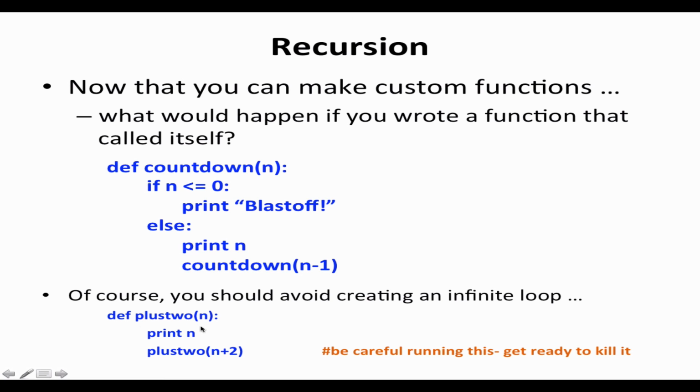Okay, it prints n, and then it adds 2 and calls itself again. And it prints n plus 2, and it adds 2 more and calls itself again, et cetera, et cetera, et cetera. So it's a nicely nested infinite recursion. Don't do that. So when you're writing a program that calls itself, be sure that it's going to converge. It's going to terminate at some point. So counting down and making it stop when it hits 0 is a valid way of doing such a thing. There are obviously lots of others.